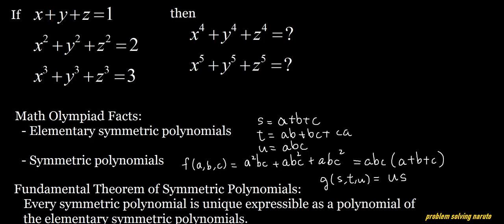So instead of finding out the values of x, y, z, we find out the values of S, T, U. And by this theorem again, we can express these in terms of S, T, U. And if we know the values of S, T, U, then we can find the value of these. Right? So that's our plan. If you didn't know these facts before, you can try before continuing. The rest is just an algebra exercise.